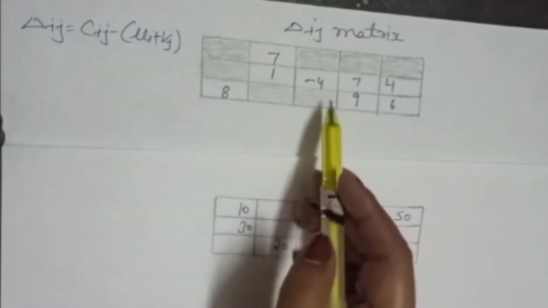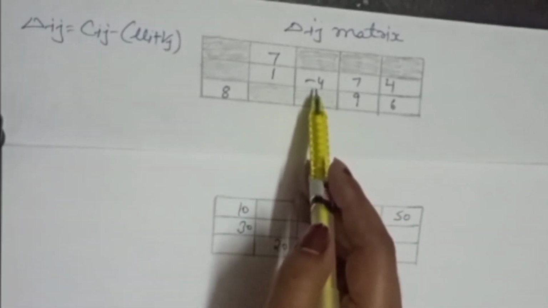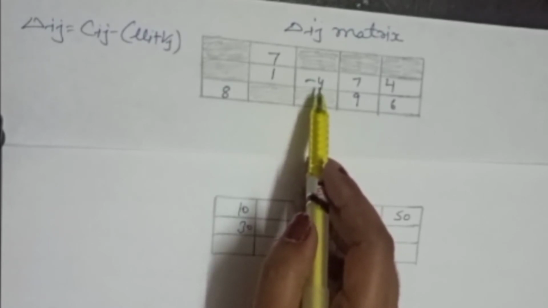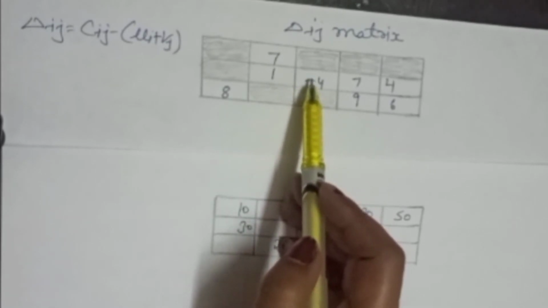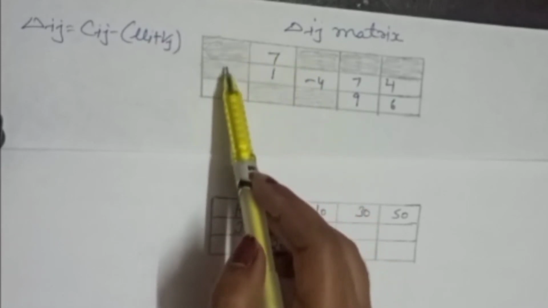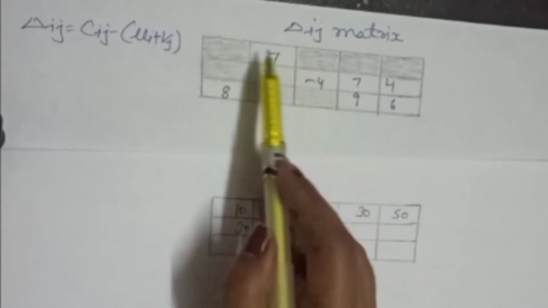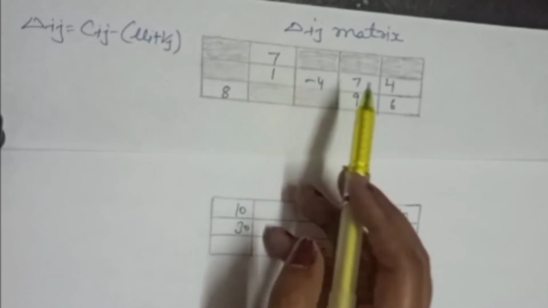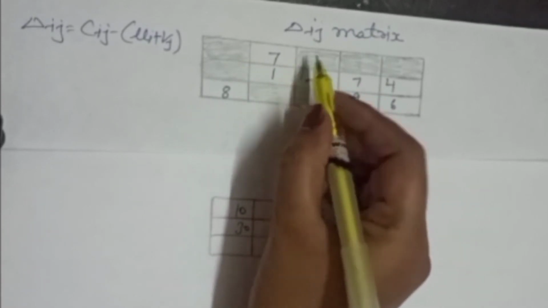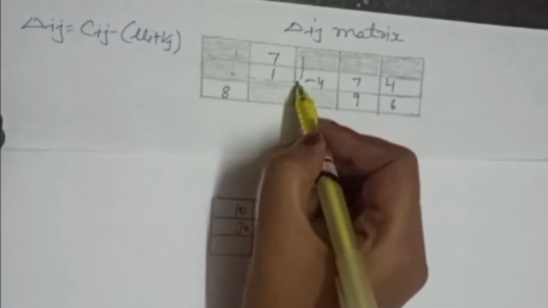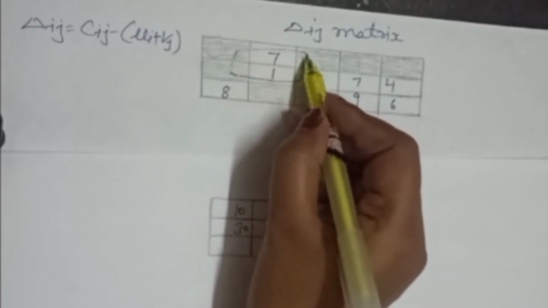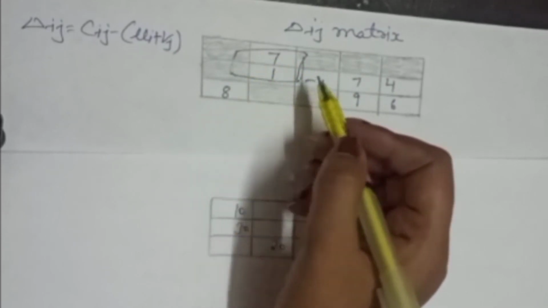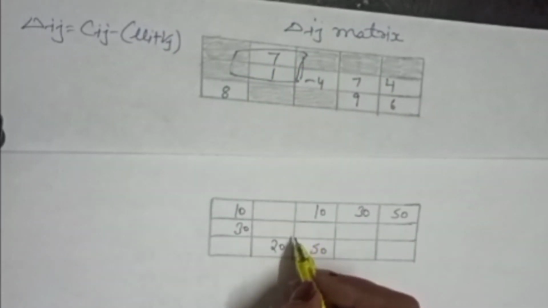Students, so we have the most negative value, minus 4. This is our one negative cell value, so we will start with this cell. We will check the loop like this, because these three corners have allocations. We can make the loop like this. These cells have allocations. We will make the loop here also.